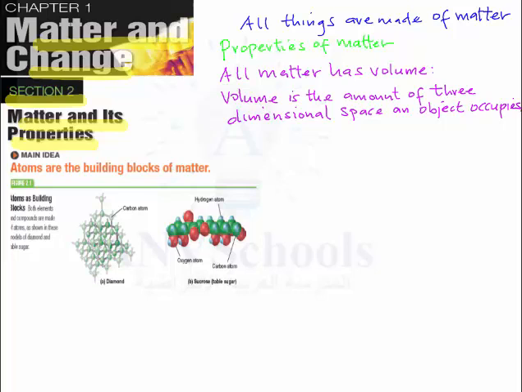Then another property, property number 2 of matter, is that all matter has mass. If an object does not have mass, then we can't regard it as being matter. So what is mass? Mass is basically the measure of the amount of matter.